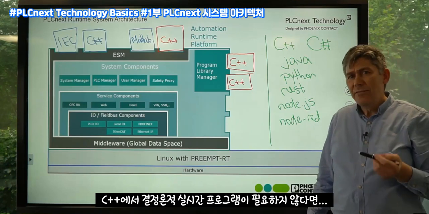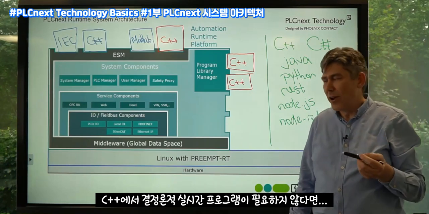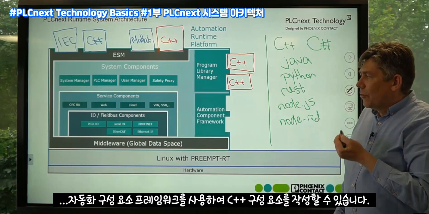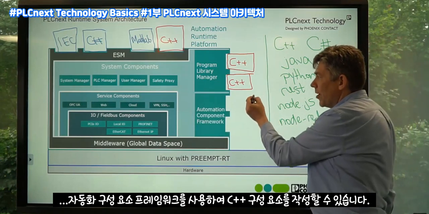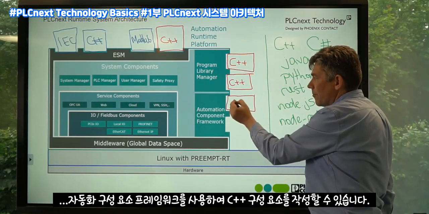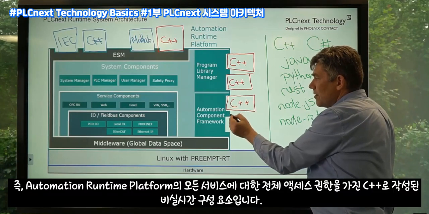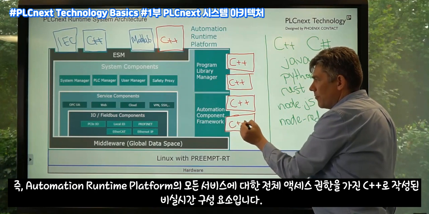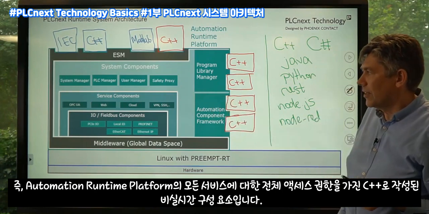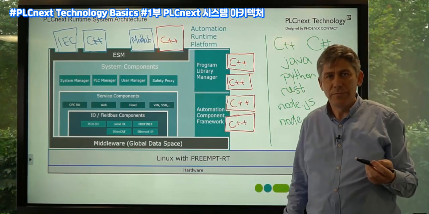If we have no need for deterministic real-time programs in C++, we can just use the automation component framework to write our C++ components. So these are non-real-time components written in C++ that have full access to all the services in the automation runtime platform.